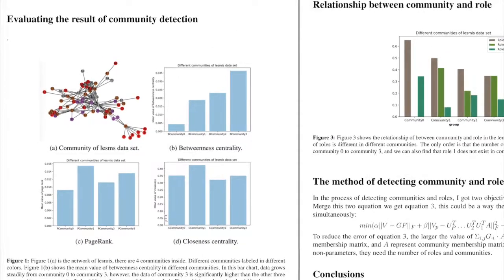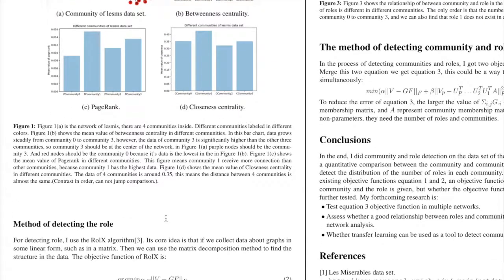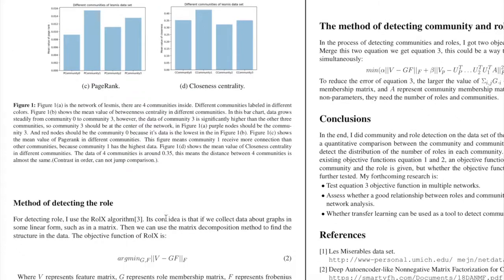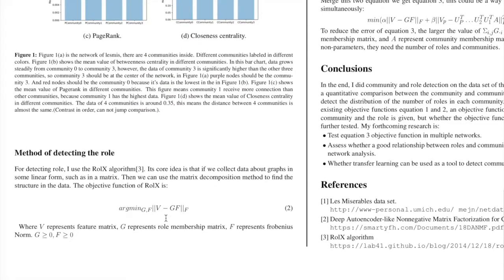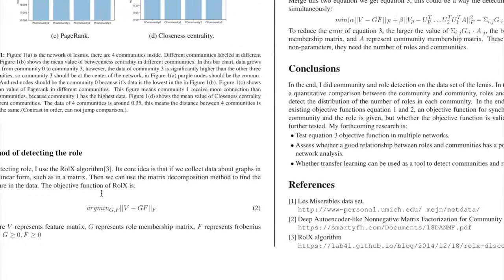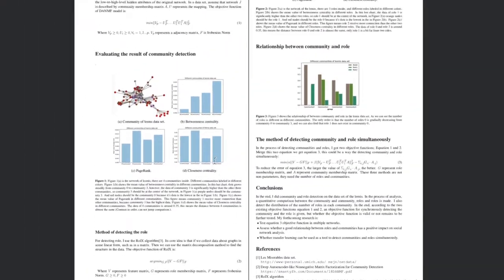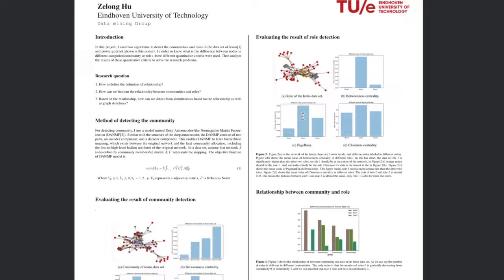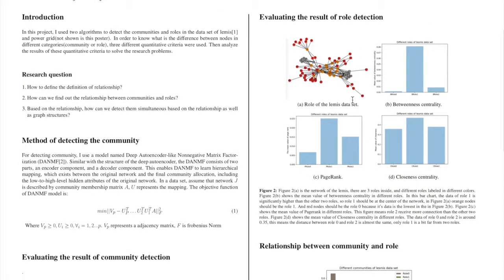Then I introduce the method for detecting the roles in the dataset. I use the RolX algorithm to detect the roles in the LesMIS dataset. The core idea of this algorithm is that if we collect the data about the graph in a matrix, then we can use a matrix decomposition method to find out the structure of the data. This is the objective function of RolX. Then we can see the result of detecting roles.